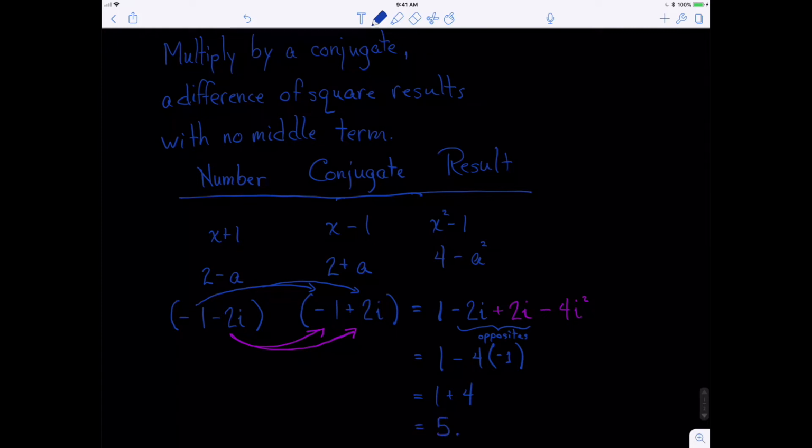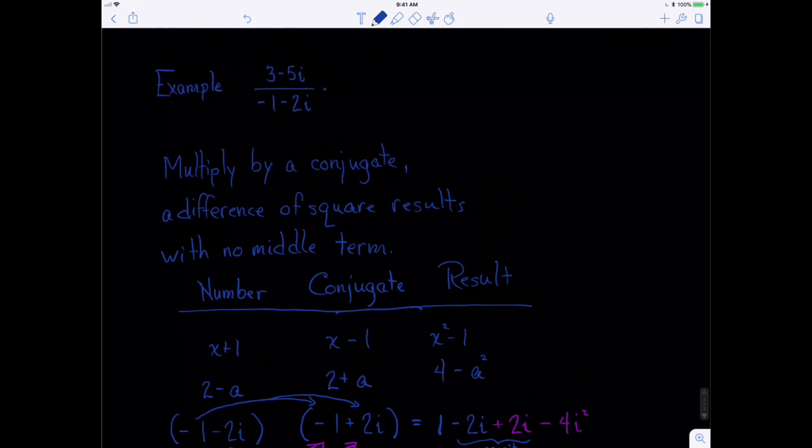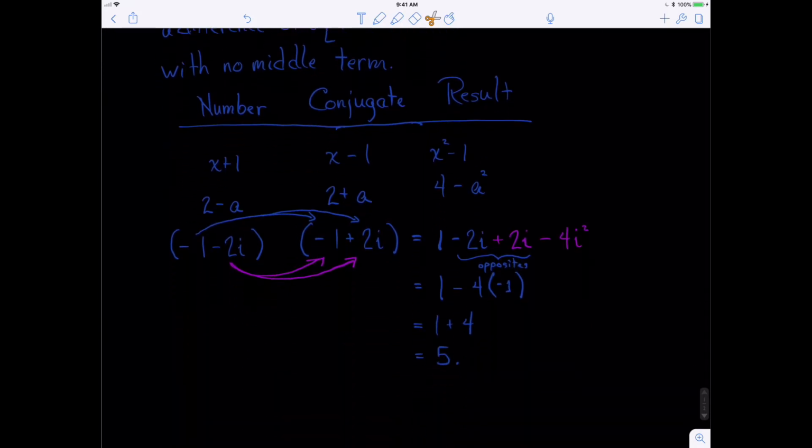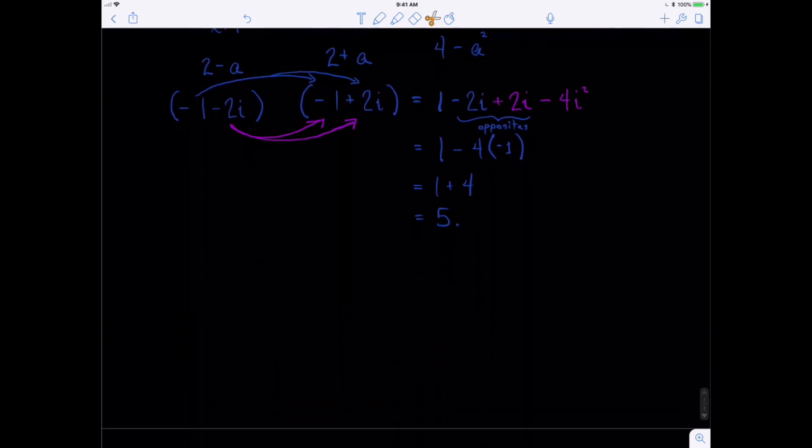Now let's tackle the initial problem. So I'm going to look up above, and there it is. Well, let's just copy it again. It only takes us a minute to do this. Copy. Let's bring it down here.